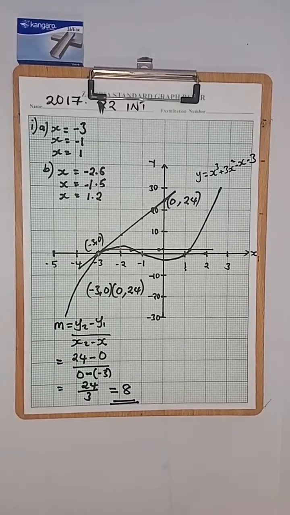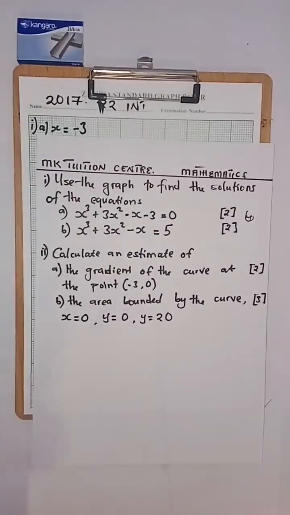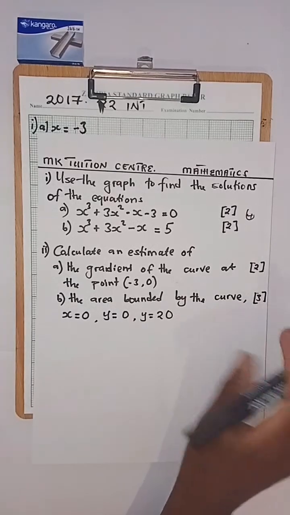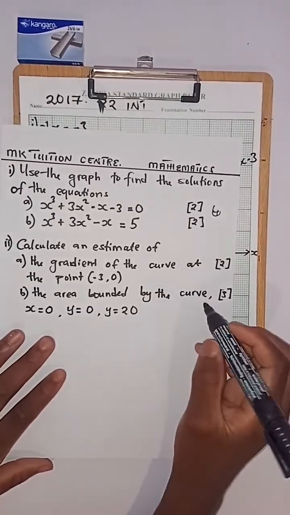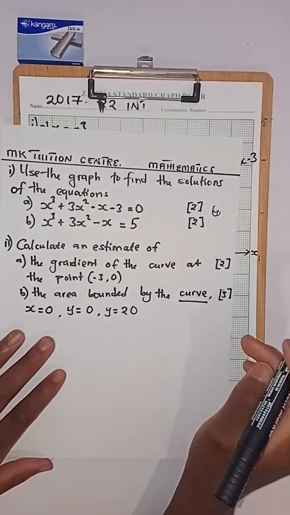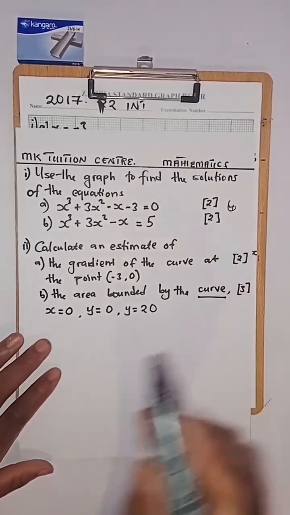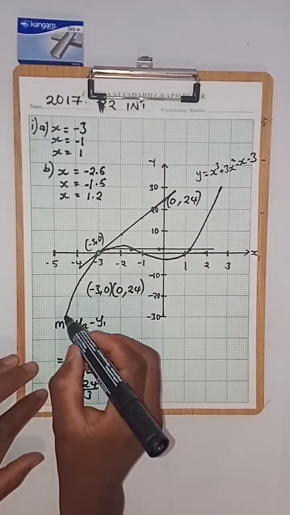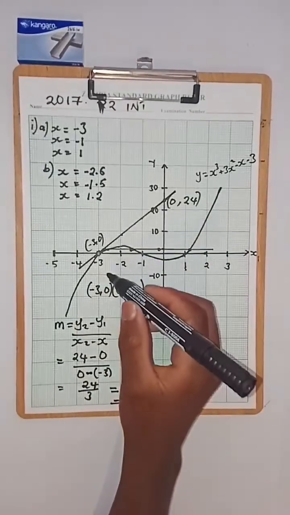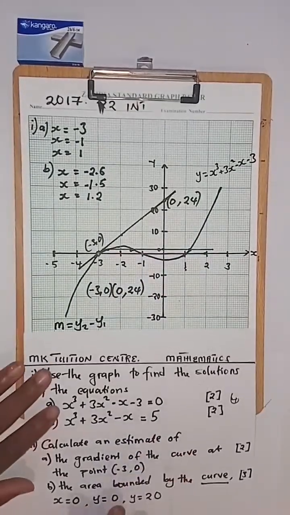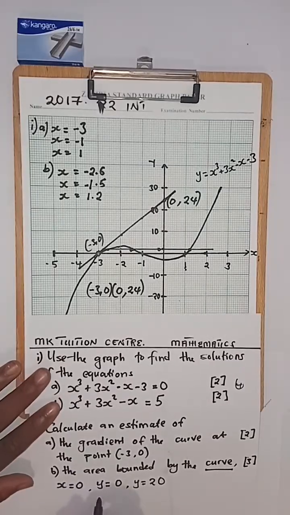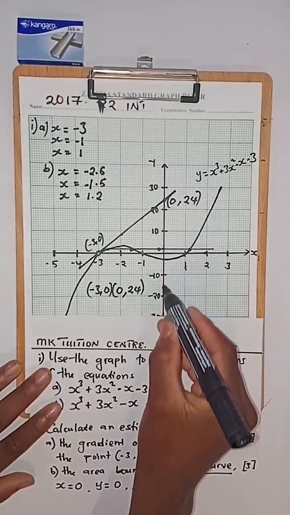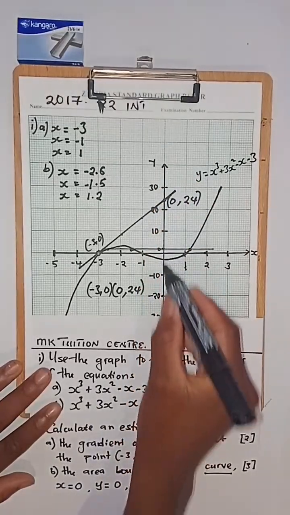Now let's have a look at the last question, which says we need to calculate an estimate of the area bounded by the curve. So here, this area is formed by the curve, this one point, apart from the curve, and then we have x is equal to 0. So we're going to say the area is bounded by this curve, and then they're saying that x is equal to 0. So when x is equal to 0, here this is the line which is cutting the x-axis on 0. So we have this line here.